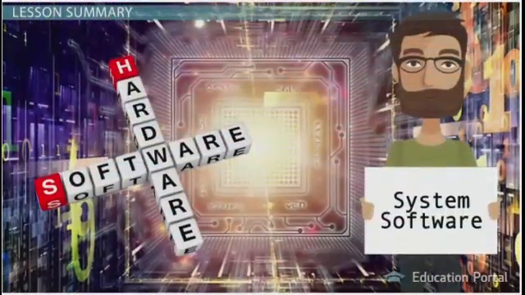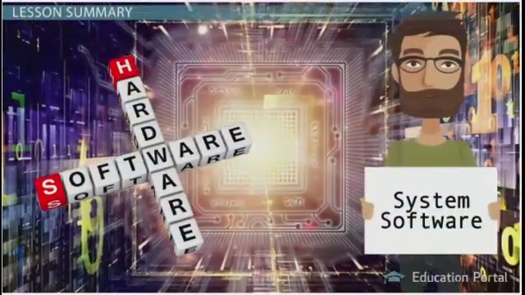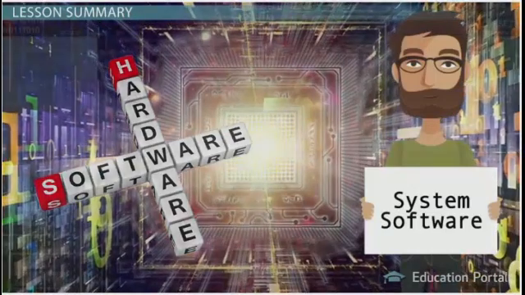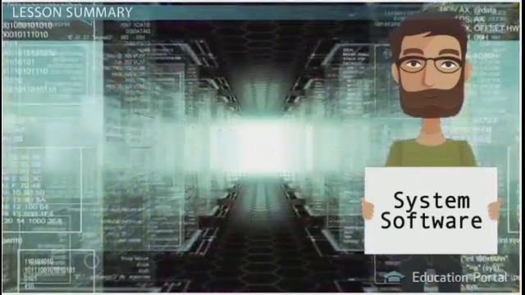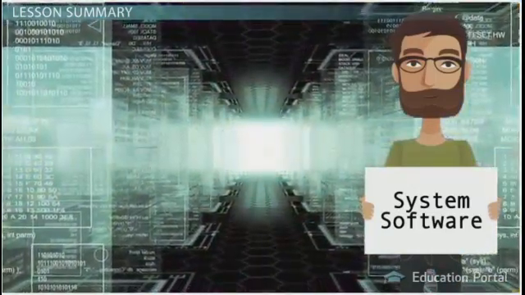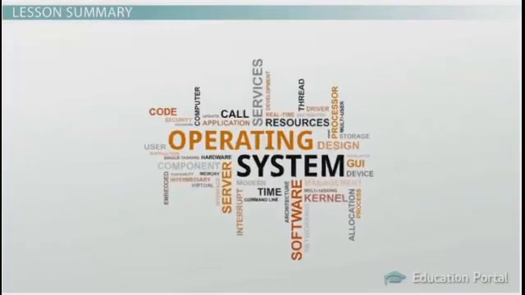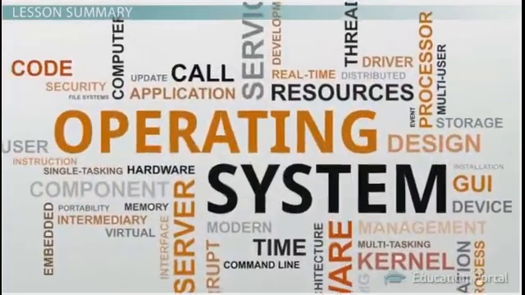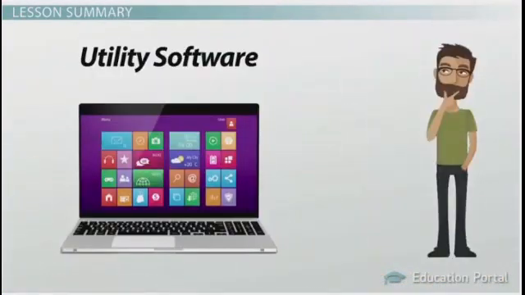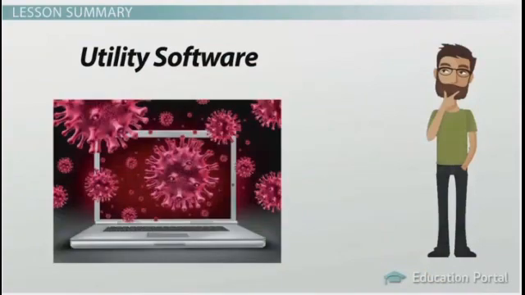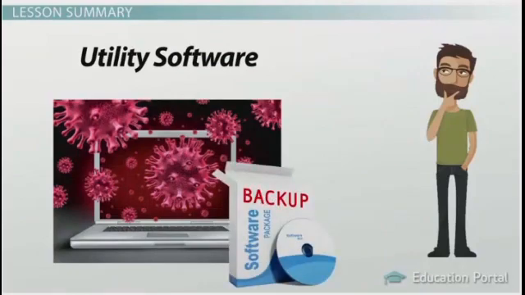System software coordinates the activities and functions of hardware and software, and it controls the operations of computer hardware. System software includes operating systems, utility software, device drivers, and firmware. Operating systems control the computer hardware and act as an interface with application programs. Utility software helps to manage, maintain, and control computer resources. Examples of utility programs are antivirus software, backup software, and disk tools.